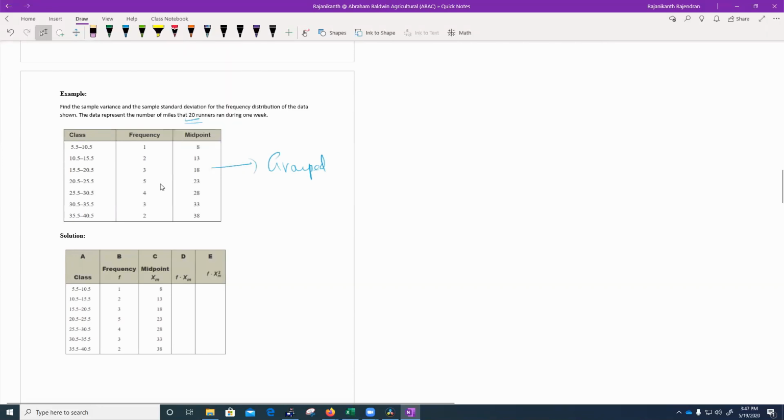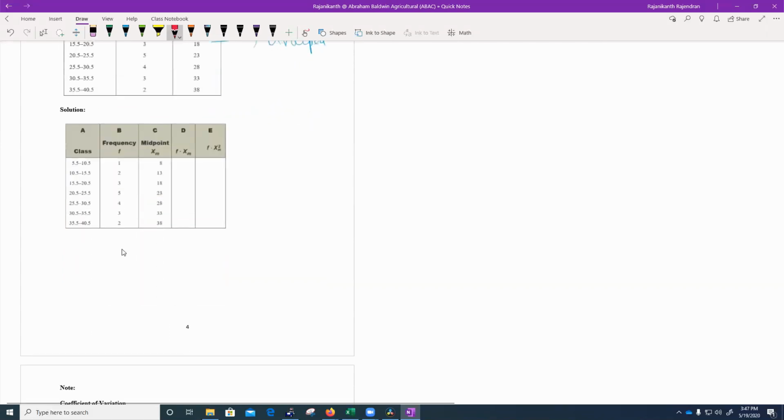Remember we use f for the frequency and xm for the midpoints. They already found the midpoints, so you don't need to do that part. They have given it here, so we are creating two more columns. You are given the frequency and the midpoint, so you know how to find the product. We did a similar problem last time. Just take the product of these two numbers. Simply multiply these two numbers and write it down.